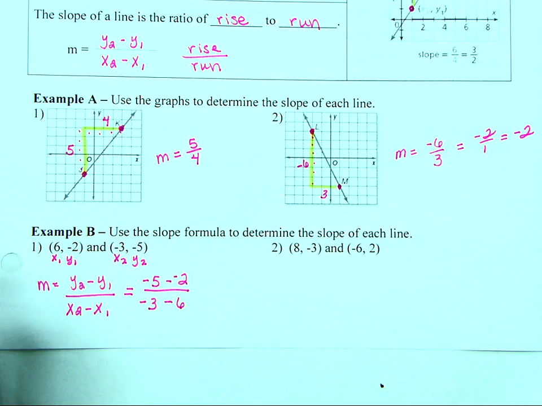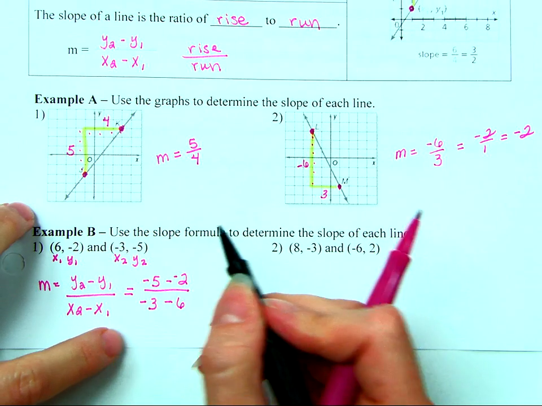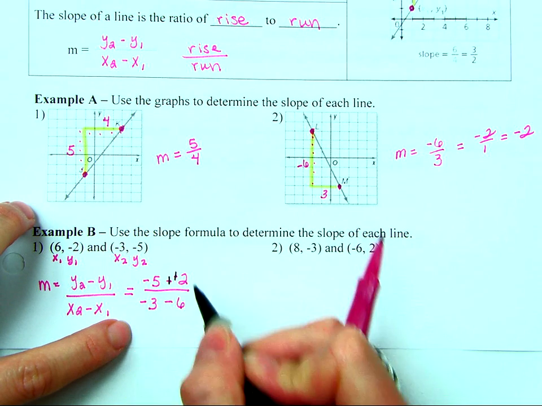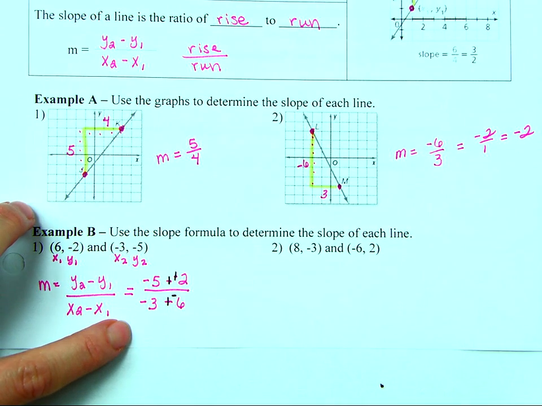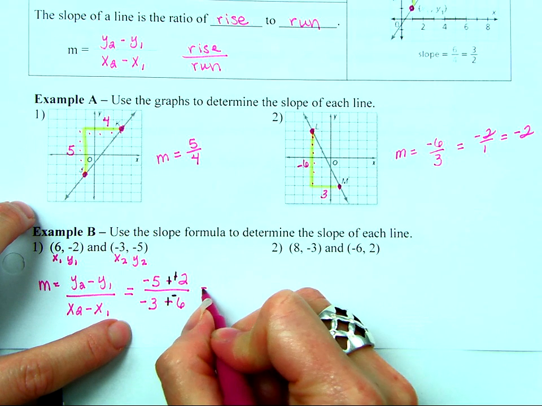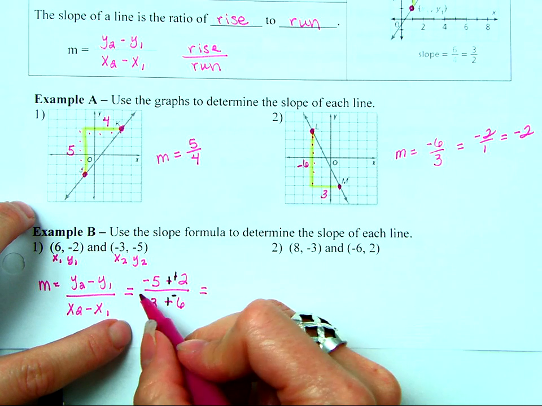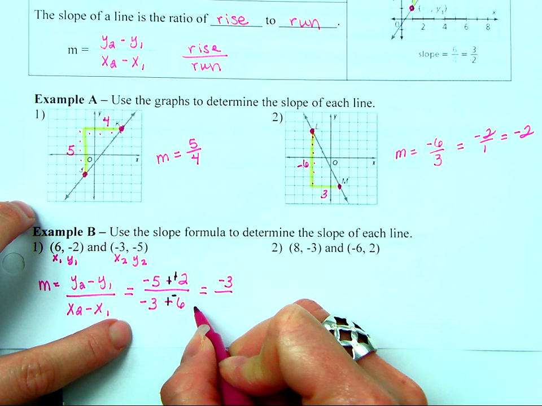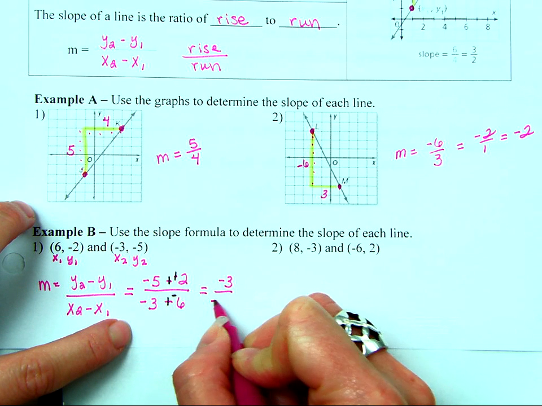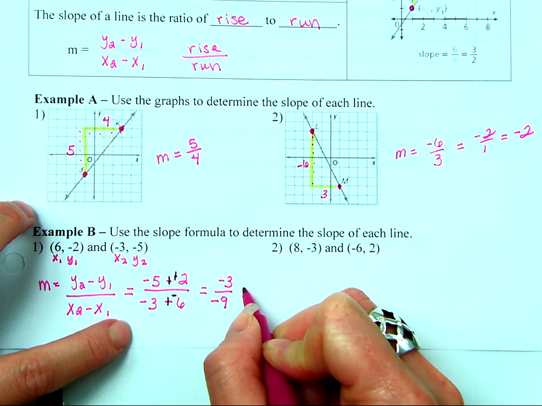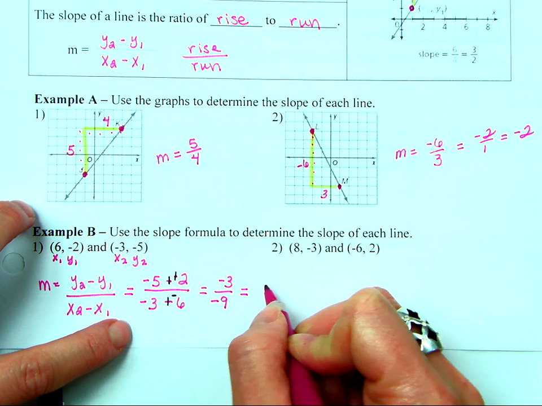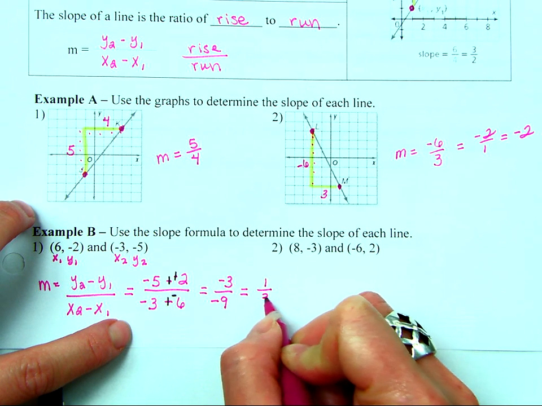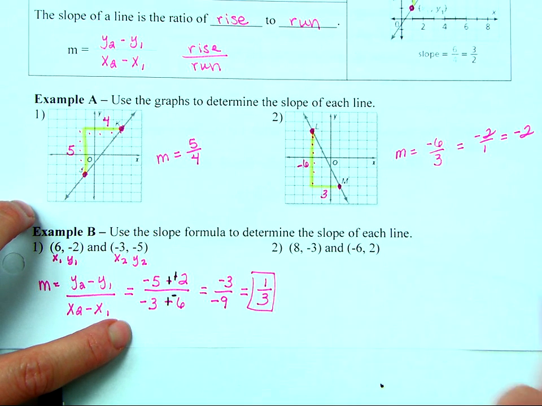We want to be careful here. We have a lot of negatives or minus signs to work with. Doing a little bit of simplifying, I can think about that as adding the opposite. Simplest form here? Well, negative 5 plus 2 is going to give me a negative 3. Negative 3 plus negative 6 is a negative 9. We know that a negative over negative is positive, so for this slope we're going to refer to the ratio as 1/3.